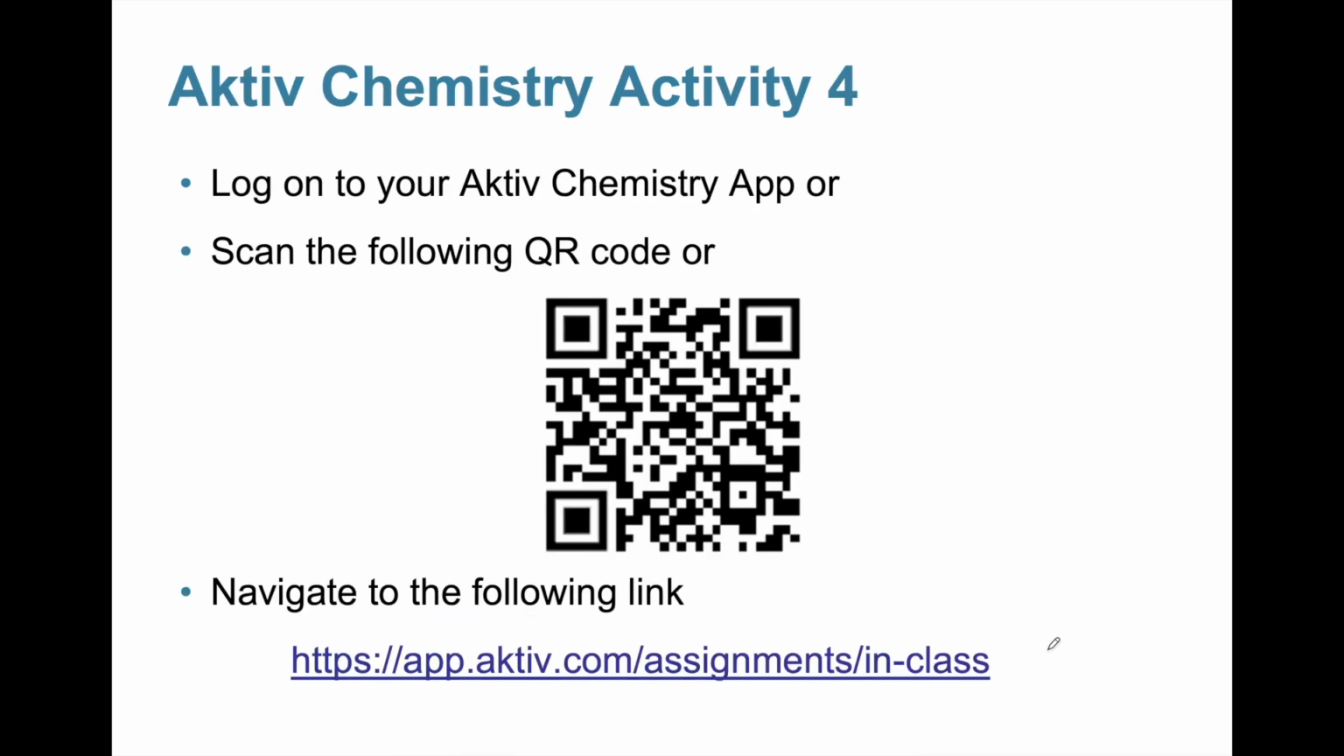Here's your fourth chemistry question. Go ahead and scan that, or go into your active and answer that question for me.